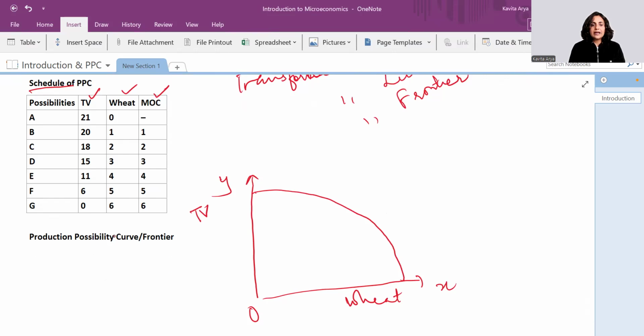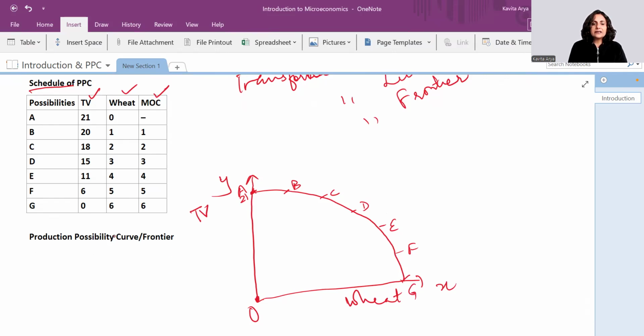So here, if we say possibilities are A, B, C, D, E, F, G, maybe this is the possibility A where 21 versus 0 is there, which means there is no production of wheat and the whole amount of resource is put to the production of TVs. Then we have another reference point. These are the reference points A, B, then we have C, D, E, F, and G. So this is how we show the reference points.